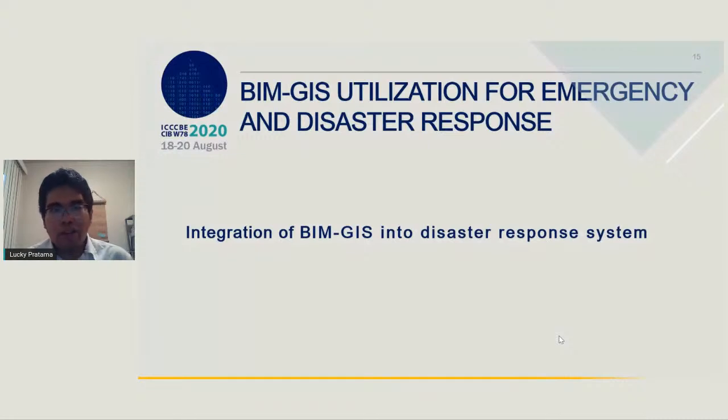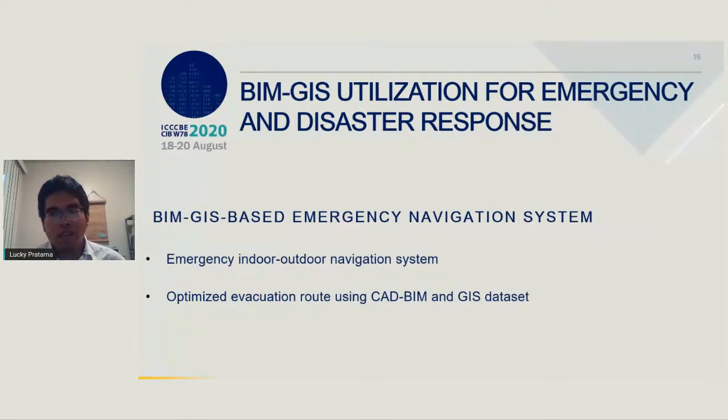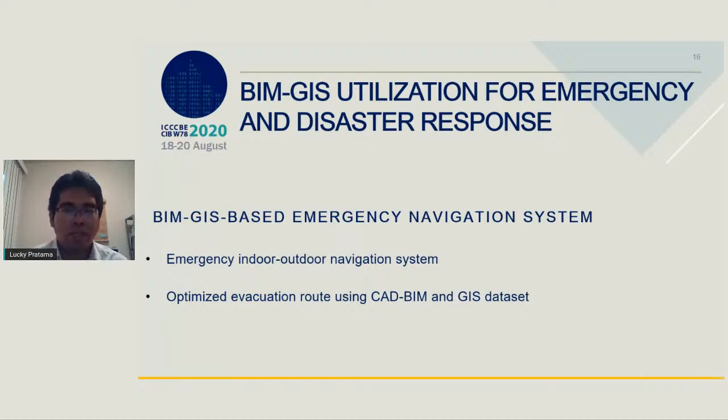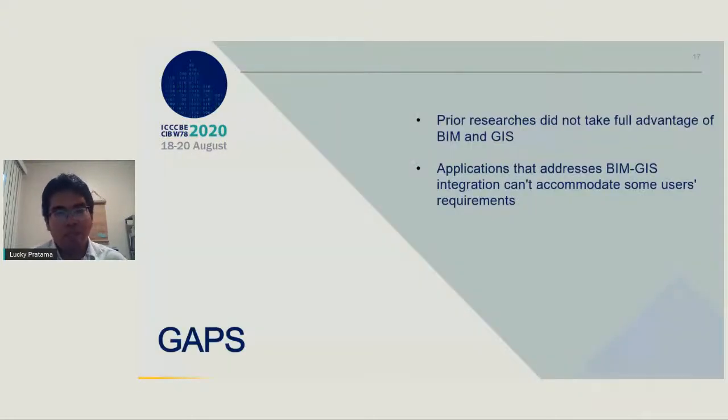All right, so the final theme that we identified is the BIMgis utilization for emergency and disaster response. On a larger scale, for the disaster response, BIM and GIS can be utilized to make better decisions on building critical infrastructure after a disaster strikes an area. On a smaller scale, there have been attempts to create a navigation system for emergency escape routes in a building in an event of emergency. So among those three topics or themes, we identified several gaps.